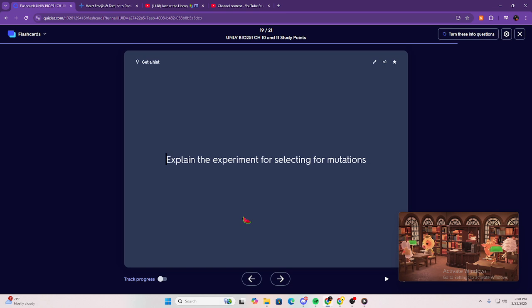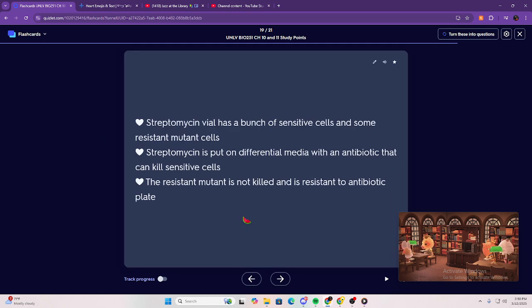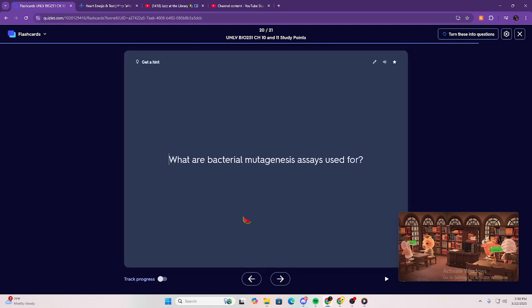Explain the experiment for selecting for mutation. Basically, you have a vial of sensitive cells and resistant mutant cells. When you pour the vial onto an agar plate with an antibiotic that can kill the sensitive cells, the antibiotic will kill the sensitive cells, and the ones that are not killed are considered mutants and are resistant to the antibiotic.